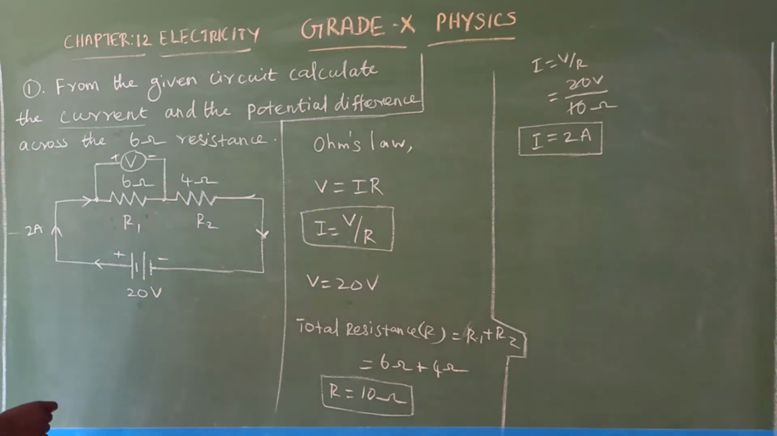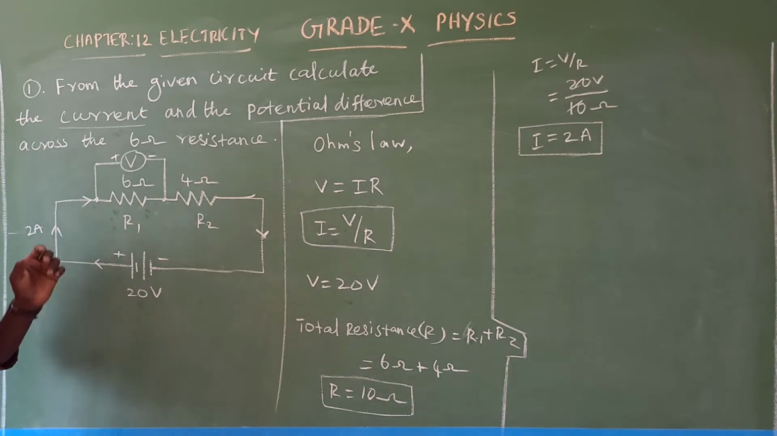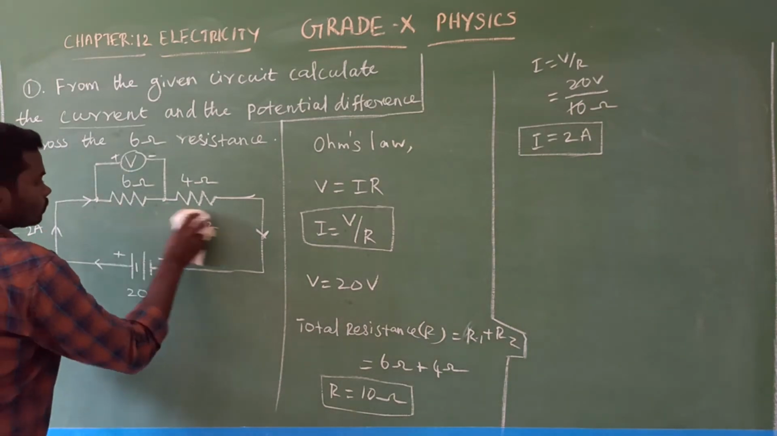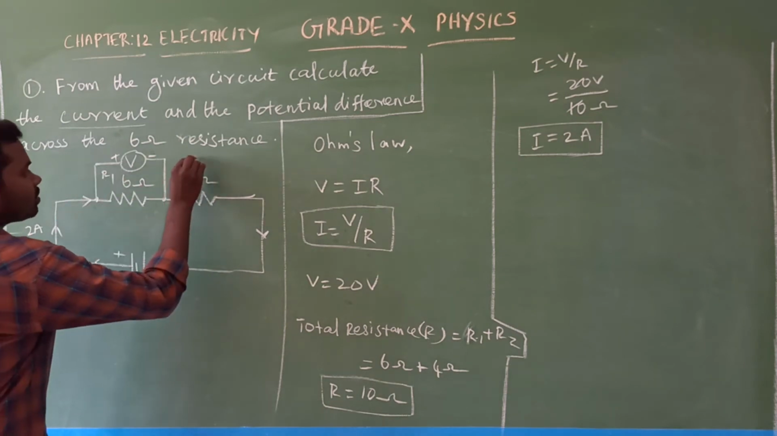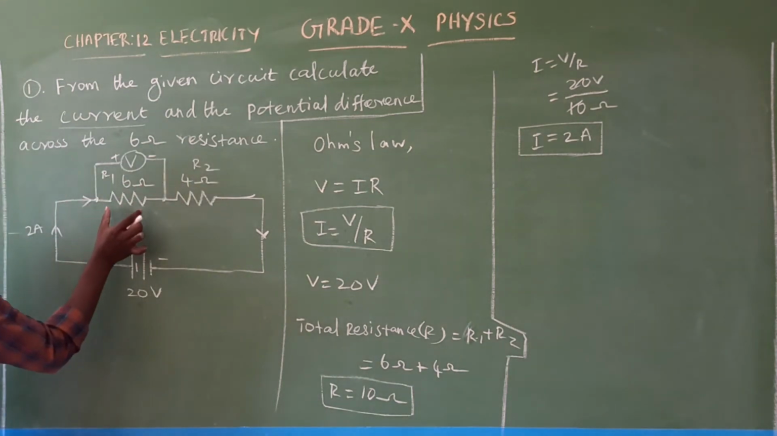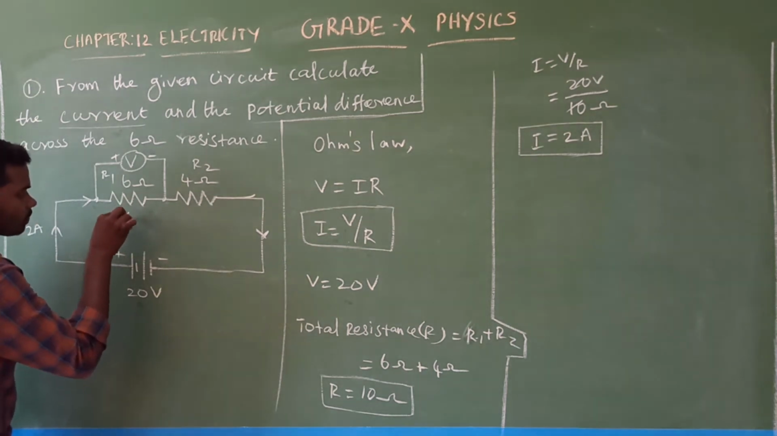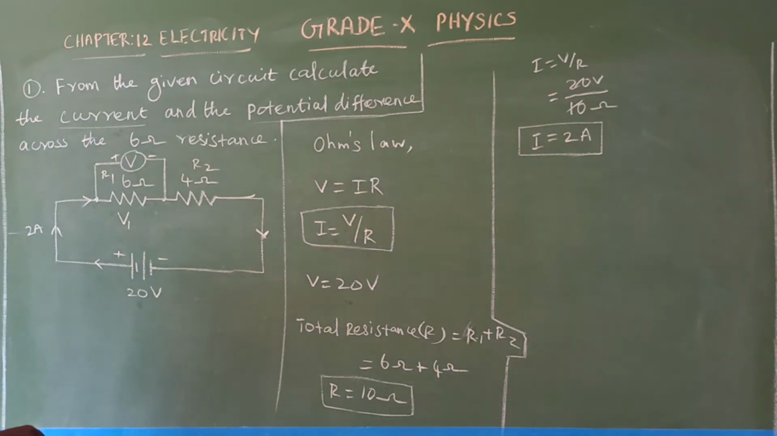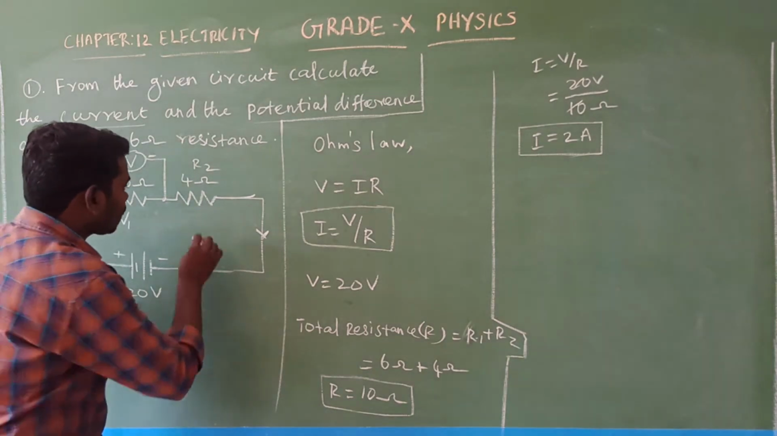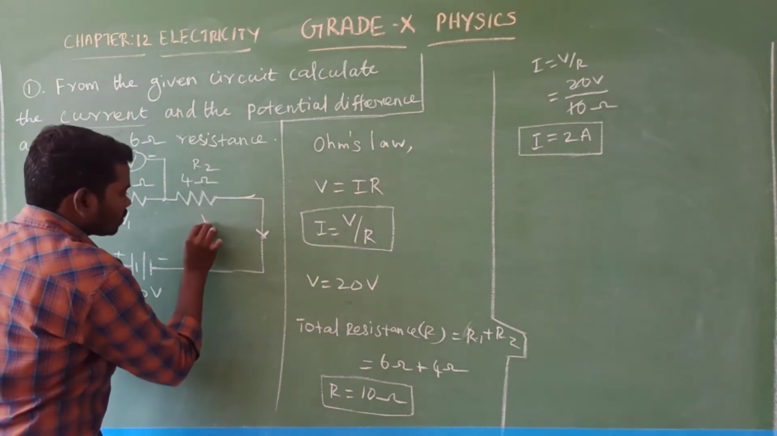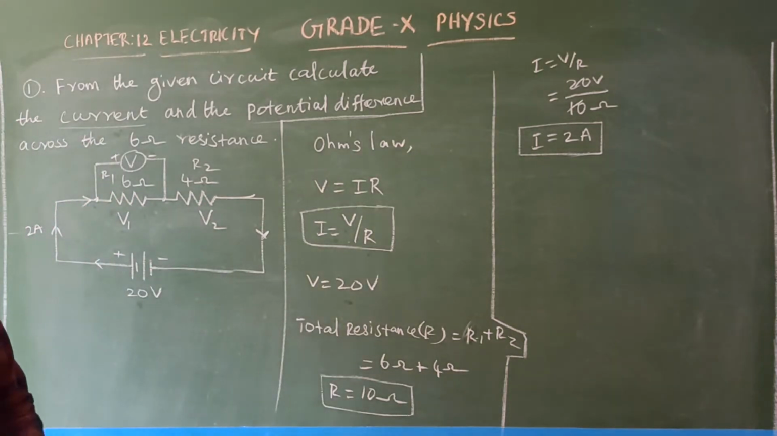Am I right? Yes. Look at here. I don't have much space. Consider this is R1 and this is R2. So across the resistor R1, V1 potential difference is there, and across the resistor R2 the potential difference value is V2.